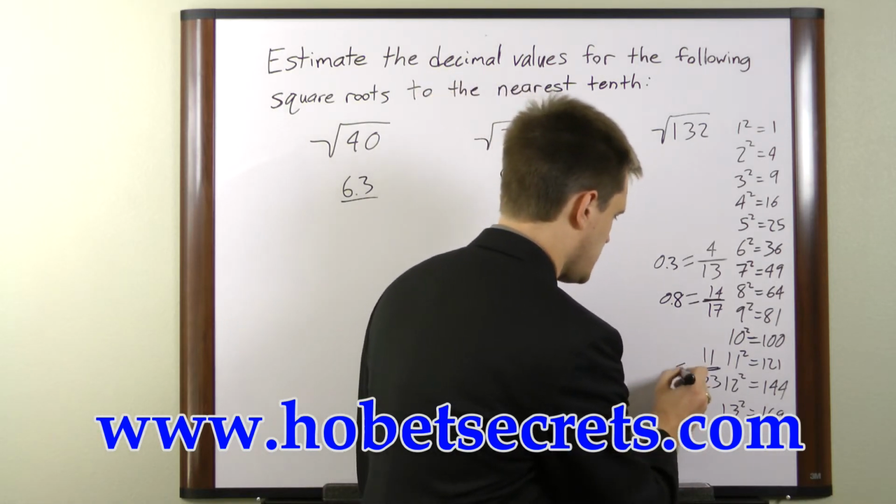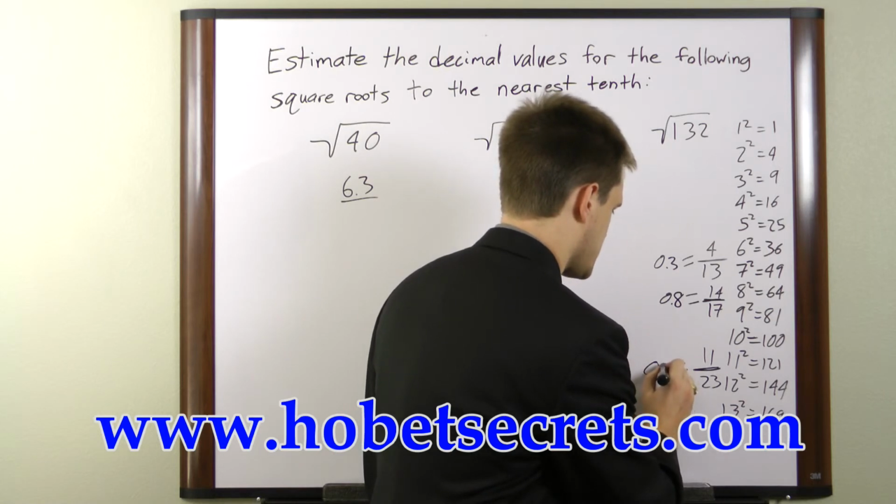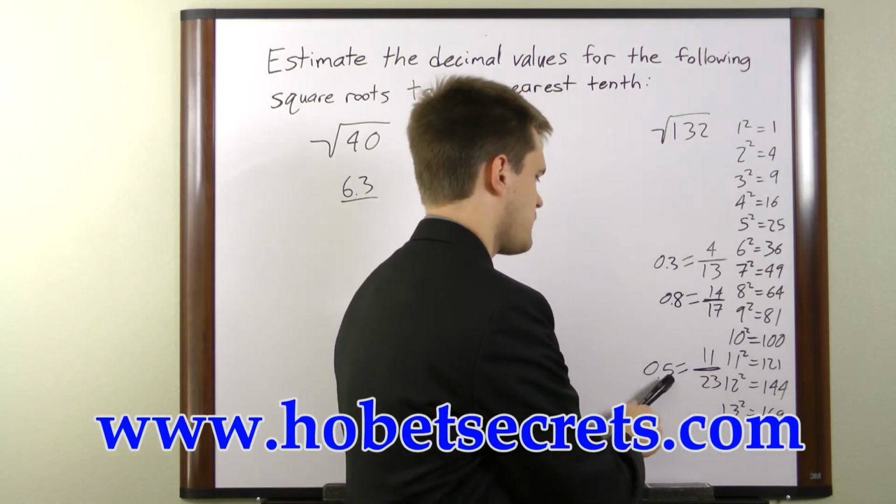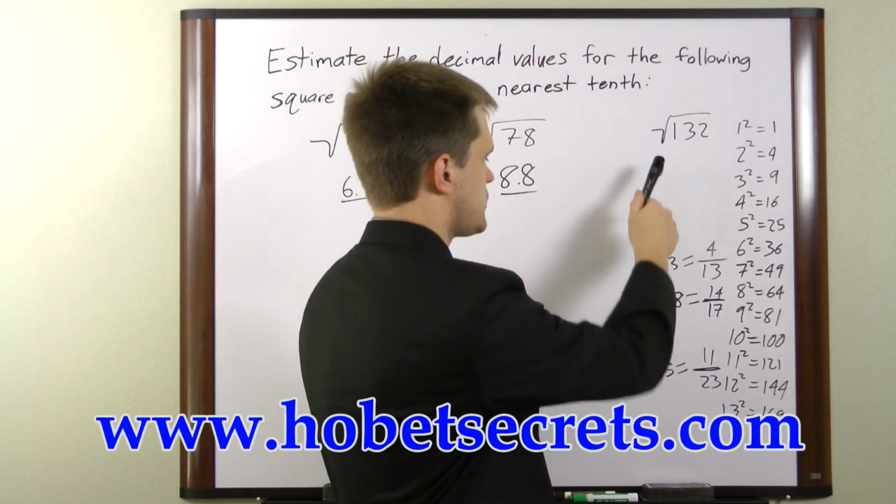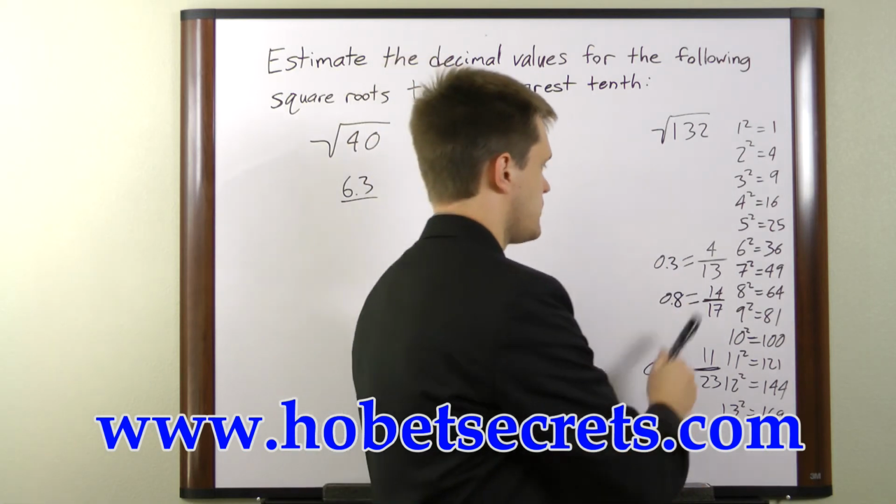11/23 is just a tiny bit less than a half, so we're going to estimate this decimal value at 0.5. So our estimate for this square root is going to be 11.5.